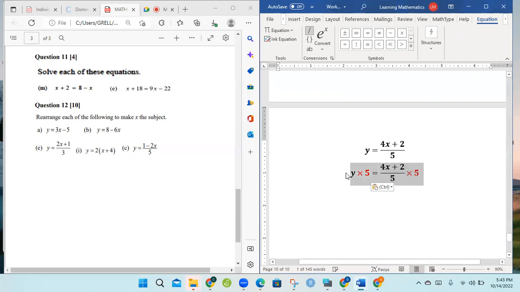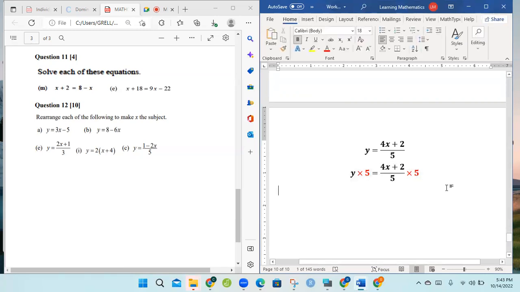So we don't know what the value of Y is. Y is not a number. So yes, the 5 cancels out. We are left with 4x plus 2. And Y times 5 is simply 5Y because we don't know what Y is. And now we proceed to cancel out the plus 2 by subtracting.